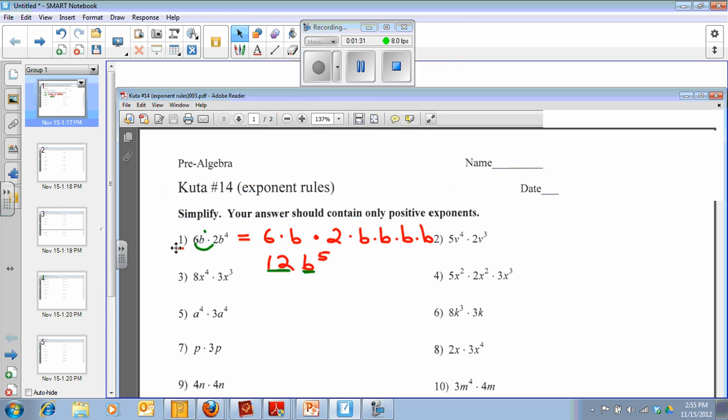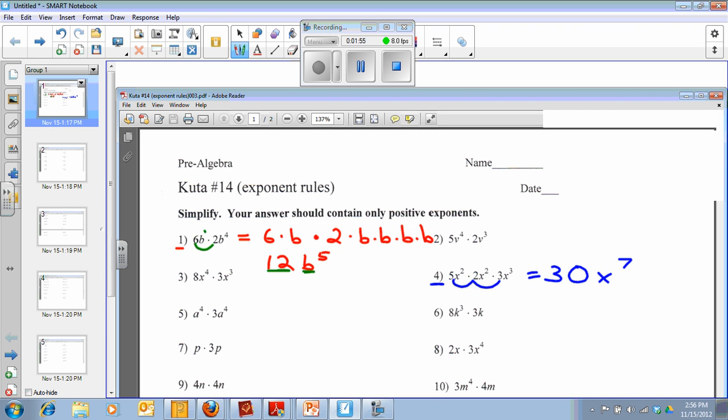So problem number 4, I'm not going to write this in expanded form. I'm just going to go ahead and use the rule. We're going to multiply the coefficients. 5 times 2 is 10. 10 times 3 is 30. And then, of course, my base is x. It's the same base throughout each term, so I'm going to keep the base. I'm going to add the exponents. 2 plus 2 plus 3 would be x to the 7th power.